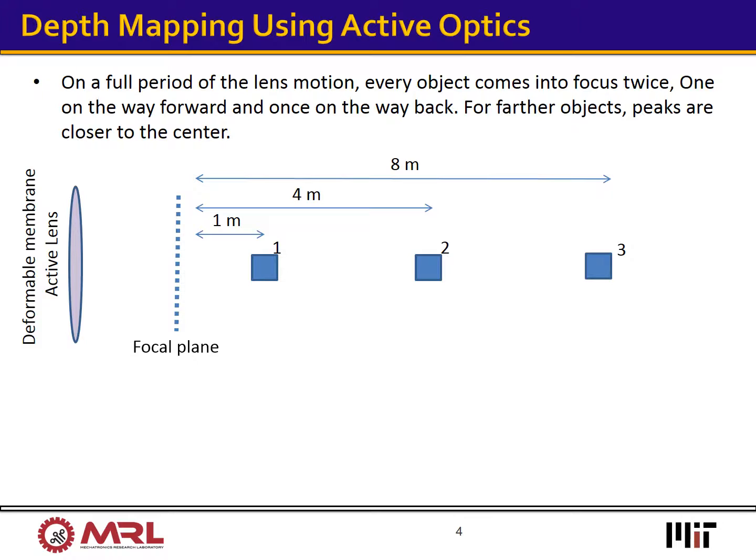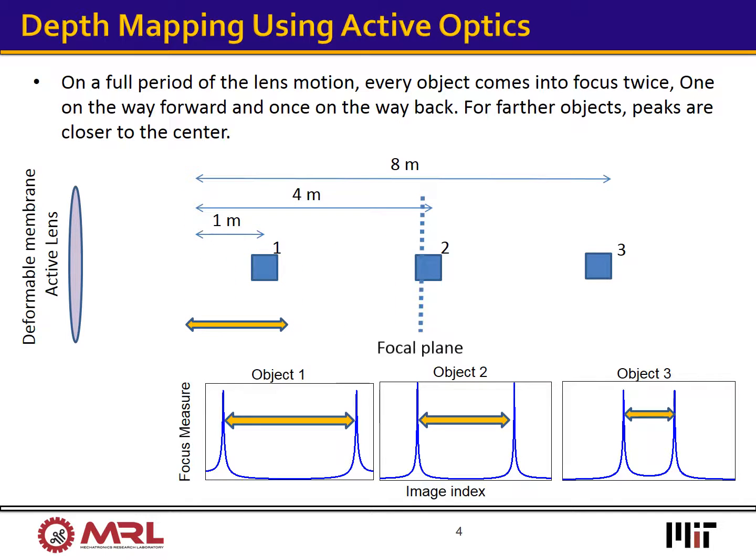In our approach, we use a membrane active lens for imaging, one that can deform and change its focal length. By mechanically actuating the lens, we can move the focal plane of the camera back and forth at high speed. For every sweep of the focal plane, various objects come into focus at different times depending on their distance to the camera.